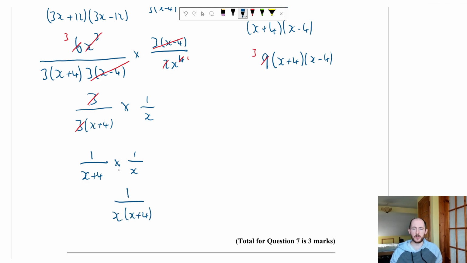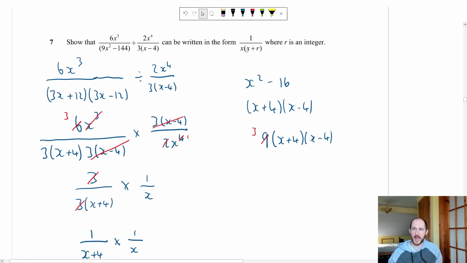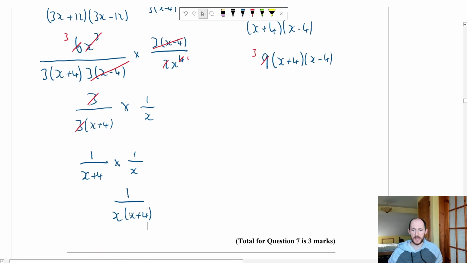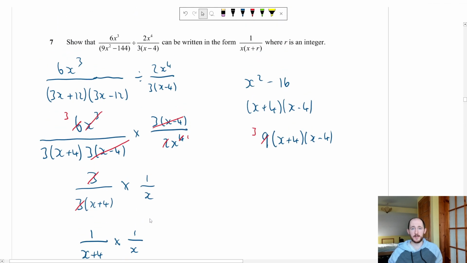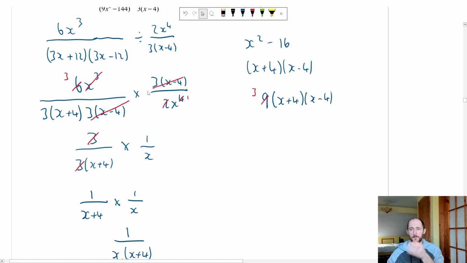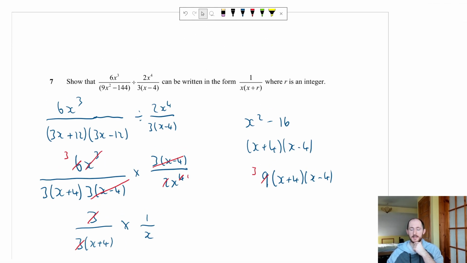Why? Because if I look at the answer, it says x plus r. X plus r. R is 4 in this case. And that's it. So again, take it nice and slow and work your way through nice and carefully, but practice algebra. It is the thing that's going to hold you back in GCSEs, but especially in A-level as well.